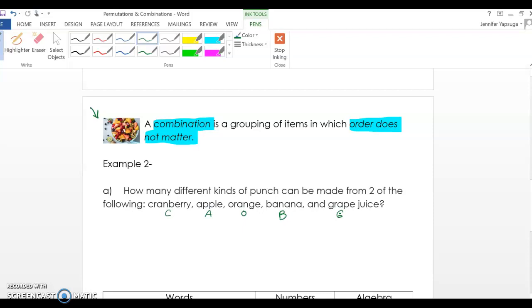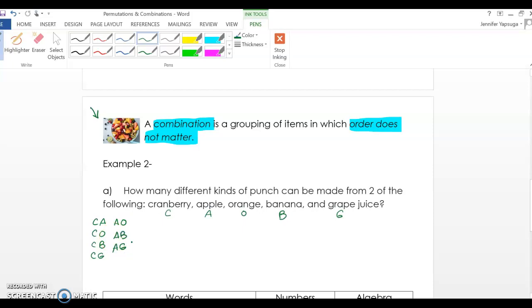So one way we could do this is we could list all the different combinations. And so if I start with cranberry, I could do cranberry and apple, I could do cranberry and orange, I could do cranberry and banana, and I could do cranberry and grape. So then I want to see with my apple juice what I could pair up. So I could pair up apple and cranberry again, but that is exactly the same thing that I have going on right here. So I'm not going to repeat that. And so I have apple, orange, apple, banana, and apple, grape.